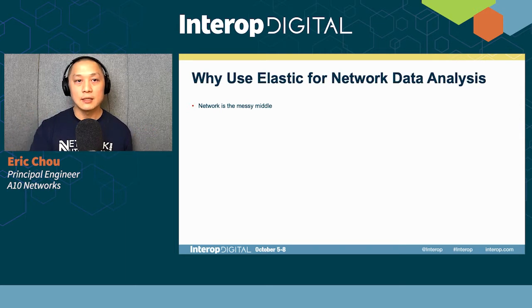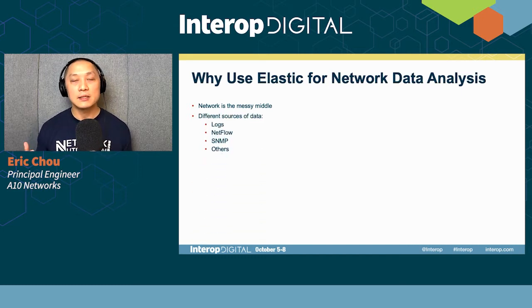However, the problem is that this networking data could come from so many different places. It could be from logs, it could be from NetFlow, it could be from SNMP, and many others. So we need a place to normalize this data into a single format so that we can analyze it. For example, without Elasticsearch, if I have individual tools for, say, NetFlow and SNMP, I may be looking at the NetFlow analysis to find my top talkers.